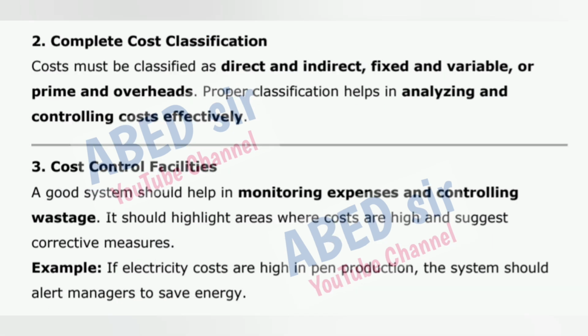2. Complete cost classification. Costs must be classified as direct and indirect, fixed and variable, or prime and overheads. Proper classification helps in analyzing and controlling costs effectively. 3. Cost control facilities. A good system should help in monitoring expenses and controlling wastage. It should highlight areas where costs are high and suggest corrective measures. Example, if electricity costs are high in pen production, the system should alert managers to save energy.